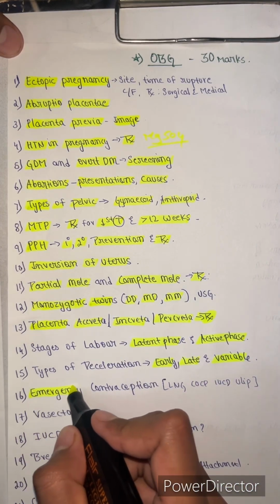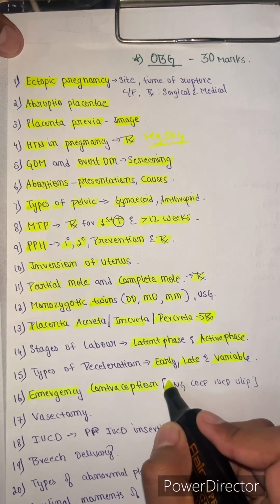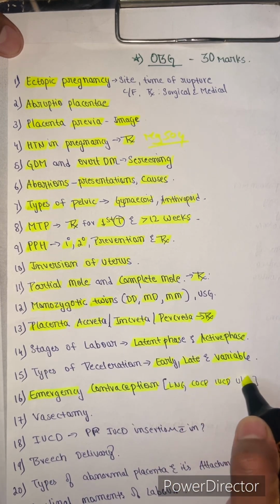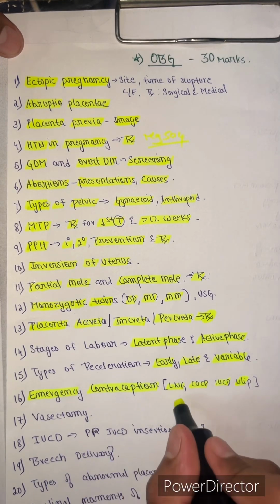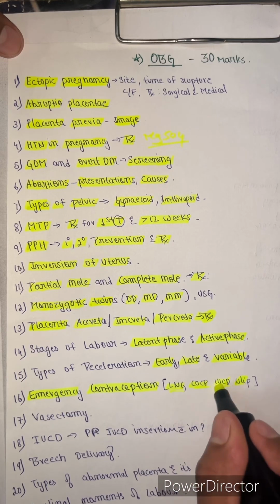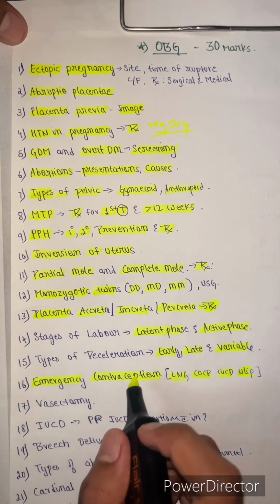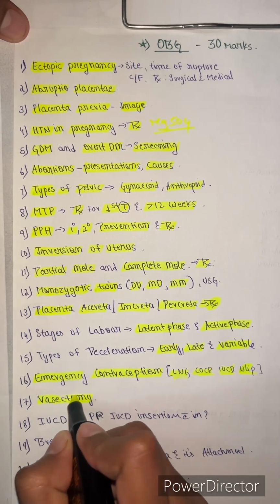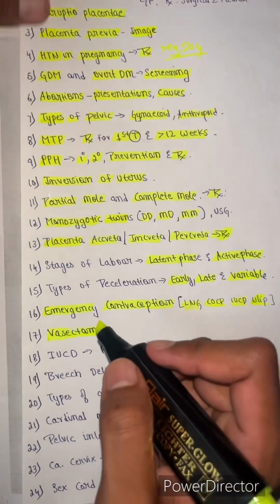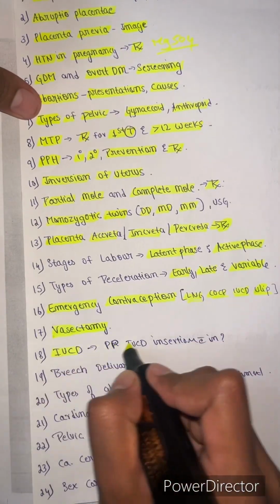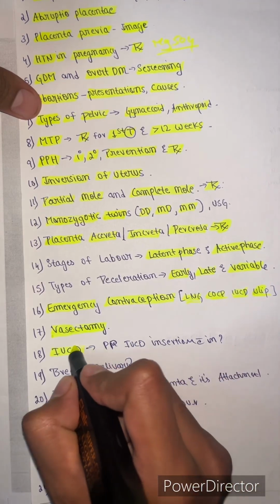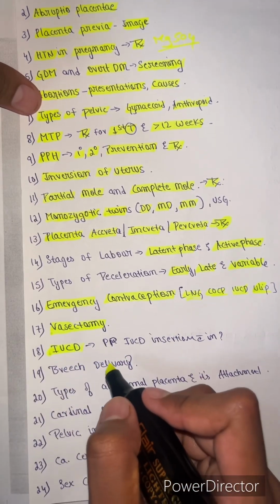Then we have emergency contraception, like levonorgestrel, COCP, IUCD, ulipristal. Here you need to know the doses, mechanism of action, as well as up to how many days each is effective. Next we have vasectomy, which is again important. Then IUCD, for example, postpartum IUCD insertion is done within how many hours. You should know IUCD is extremely important, you should never miss it.